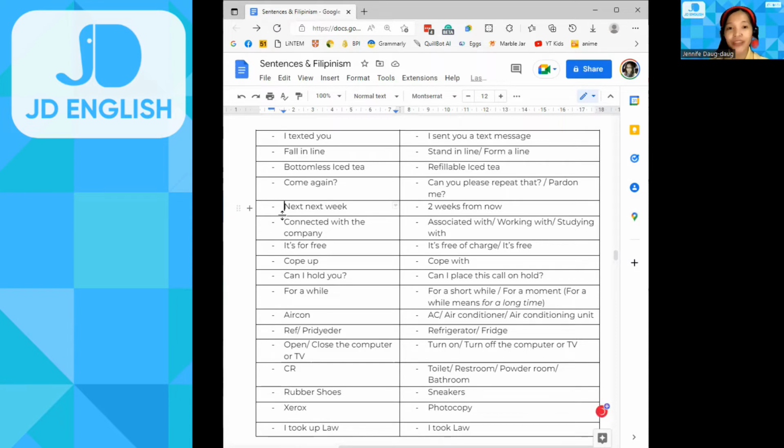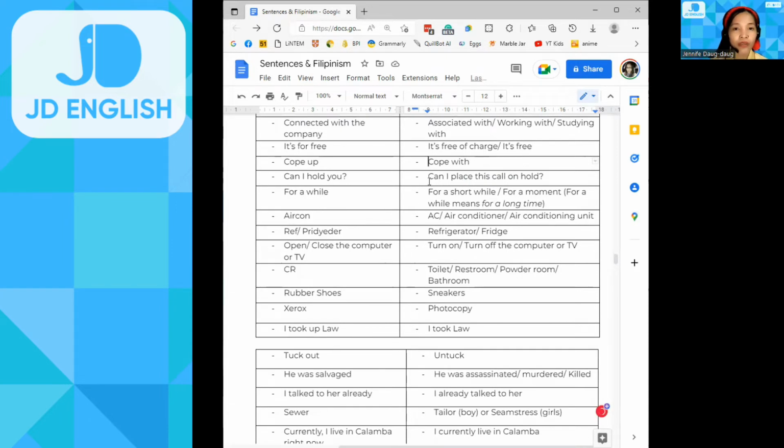Next week should be two weeks from now. Connected with the company should be associated with, working with, or studying with. It's for free should be it's free of charge or it's free. Cope up should be cope with. Can I hold you? It should be can I place this call on hold? For a while should be for a short while or for a moment, because for a while means for a long time.